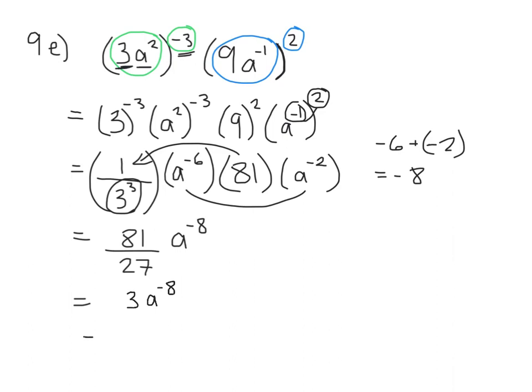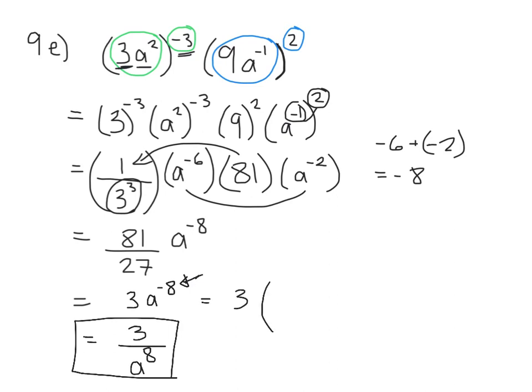We can't leave this as the final answer because we can never have an exponent with a negative number. So the 3 is okay at the top of this fraction, but the a, I can write this as 1 over a to the positive 8. Some people like to go the extra step and say, I can rewrite the a to the negative 8 as 1 over a to the positive 8. I just did that in one shot. So that's the final answer, 3 over a to the power of 8.